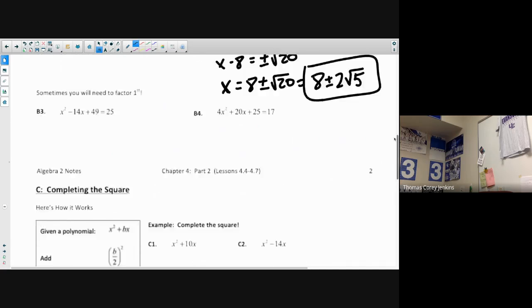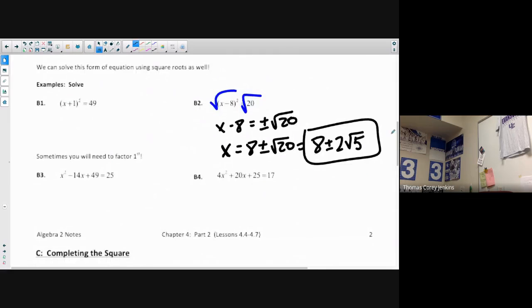All right, so let's do one all the way through, right? So looking at B3 and B4, what we need to do is basically get it to the form that it's in B2, okay? So let's go ahead and do that. All right, so what we have there is a perfect square trinomial. Okay, that's a perfect square trinomial.